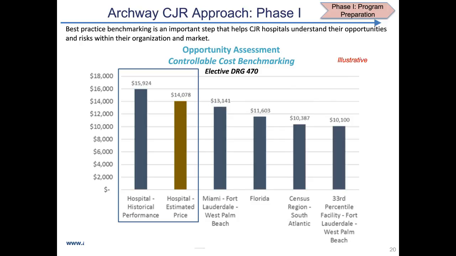So this is a real example. This is an interesting situation. So this hospital, their costs are about $16,000 on the controllable side. Their price is about $14,000. So they're at risk of losing a lot of money once the downside kicks in. That's the bad news. The good news is there are other providers in their market that are providing this service. This is elective 470s for up to $4,000, I'm sorry, up to $6,000 almost lower cost than what they're doing. So there seems to be a lot of opportunity for improvement here.